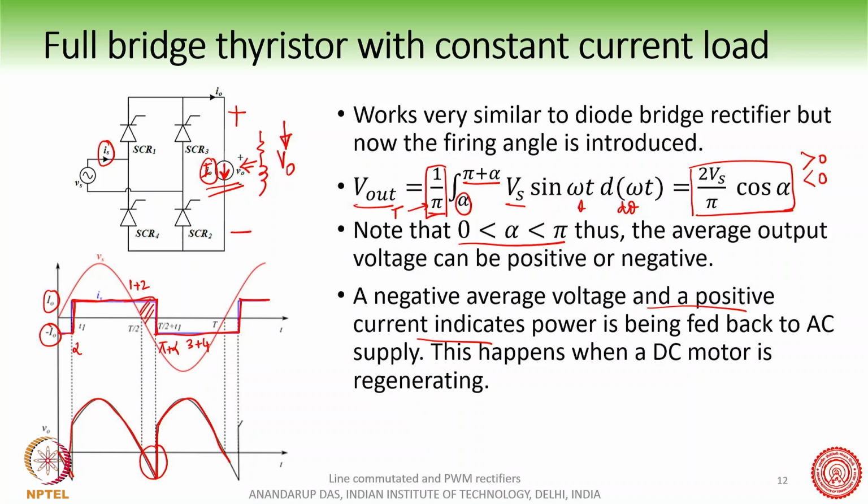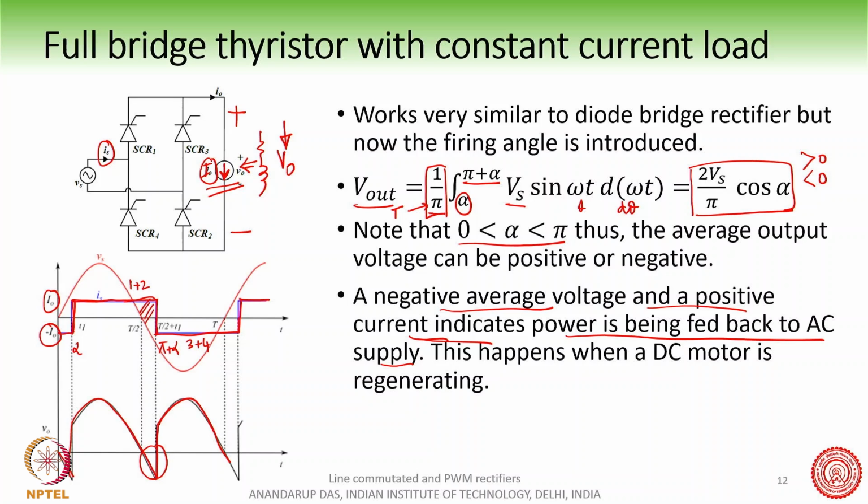So what does this mean? A negative average voltage and a positive current. What is being said? The power drawn by the load is now becoming negative. It means that this power is being fed back to the AC supply. Power drawn being negative means that power is given back from the load into the AC supply. Now this happens in many applications.